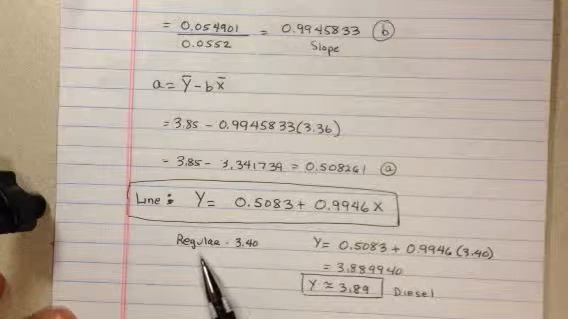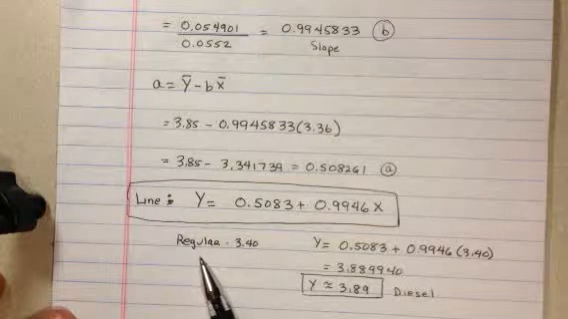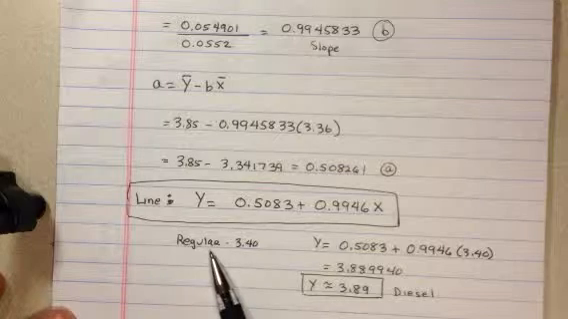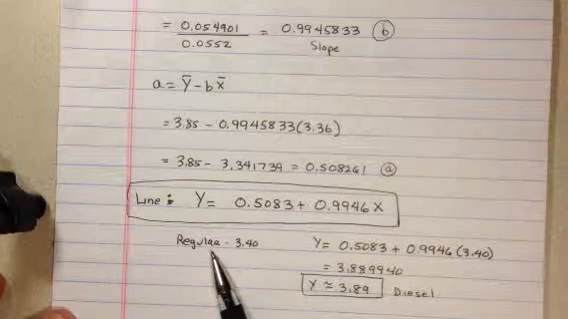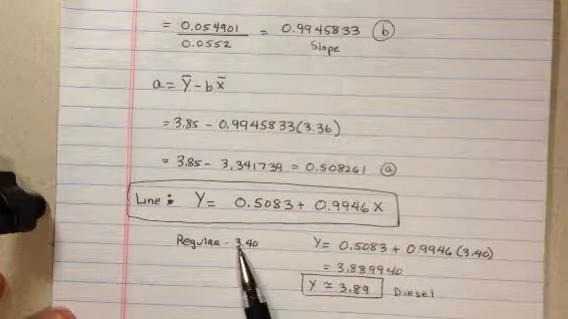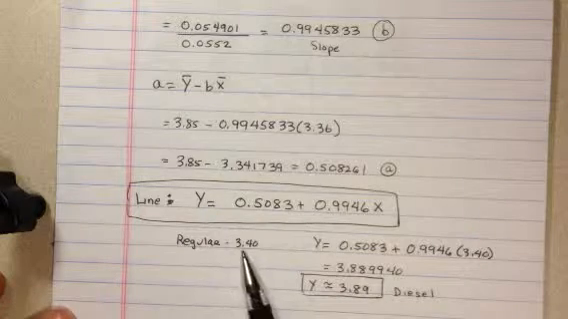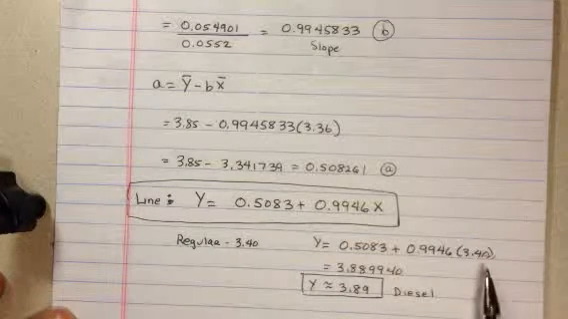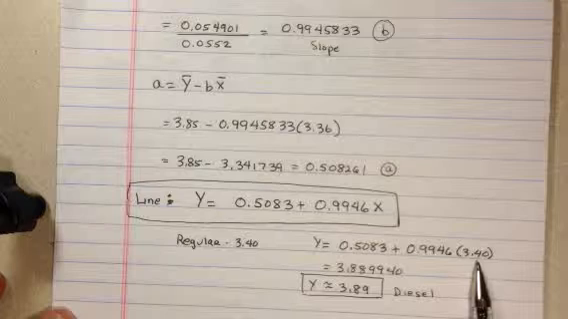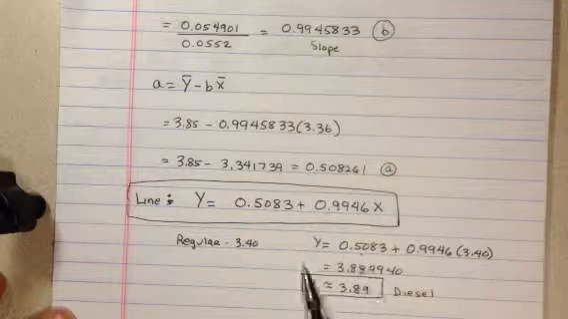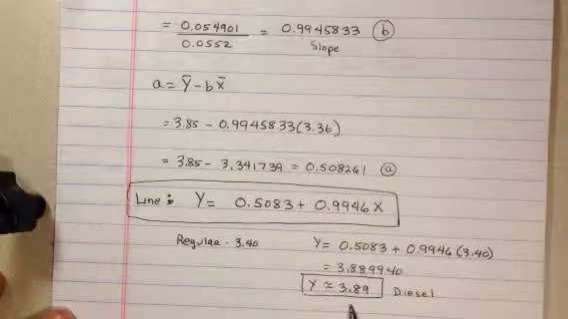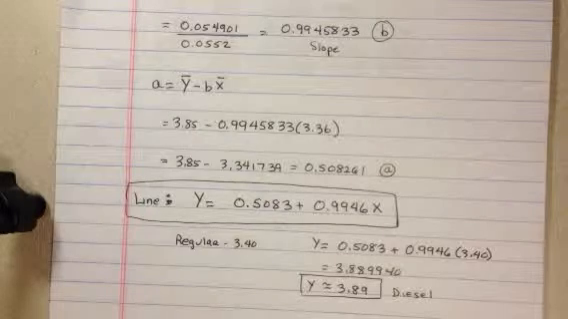And then we come down to this question, which is, suppose I have a regular price for gas of $3.40. What's our estimate for the diesel price? So we take $3.40, just simply plug it into the equation for x, compute the total, and it comes out to 3.89.